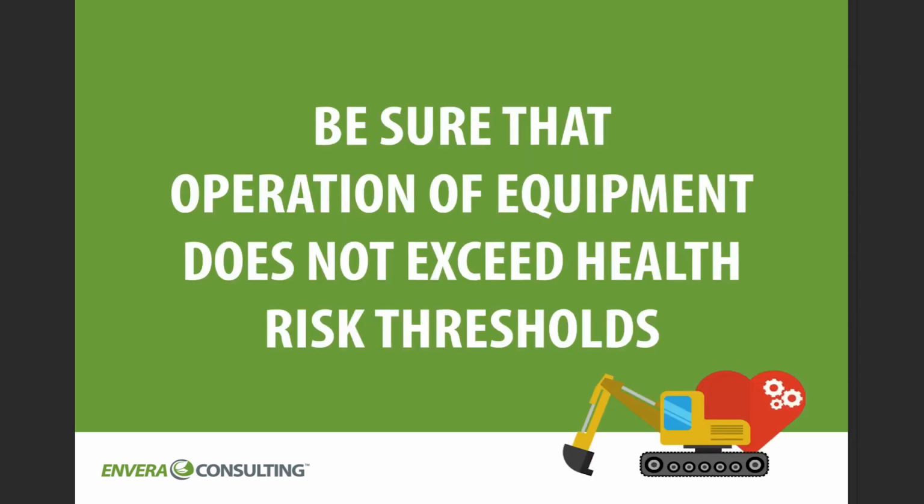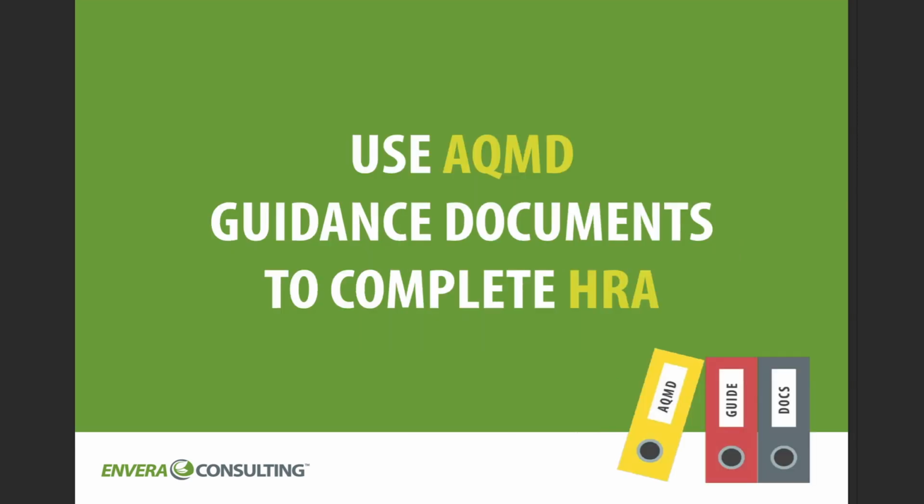And so the point here is that toxic emission rates are needed to be sure that the operation of the equipment doesn't exceed health risk thresholds. And like we said earlier, the AQMD uses guidance documents to help you complete an HRA, or health risk assessment. And we have links to the guidance documents in the notes below, so you can check those out.